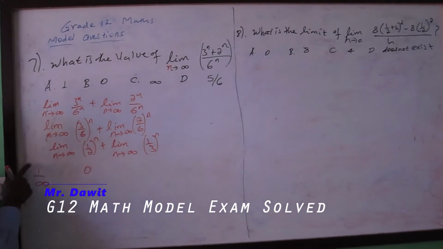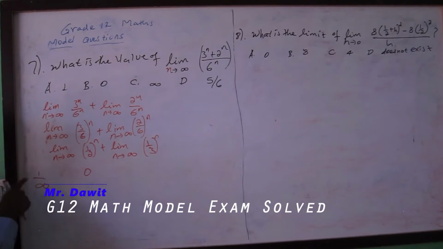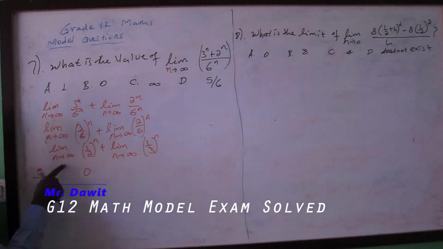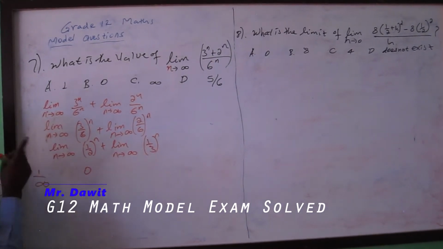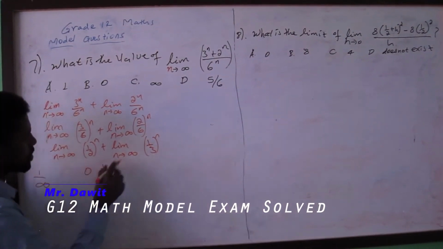Infinity. You see, when we divide a number by a very large, huge number, the result is very small, but it is not exactly infinity, but it goes to infinity. Therefore, what number do we get when we divide a number by a very large number? It is 0. The same thing for this one.